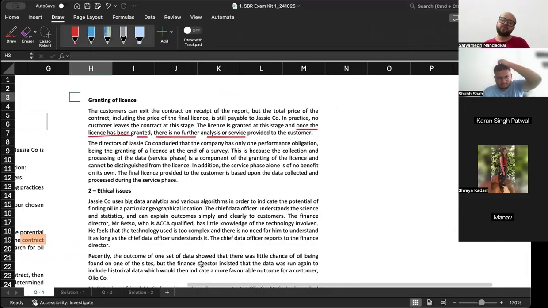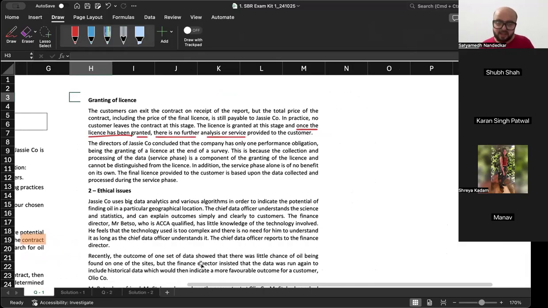Okay, then granting of license. The customers can exit the contract on the receipt of the report, but the total price of the contract, including the price of the final license, is still payable to Jassie Company. In practice, no customer leaves the contract at this stage. The license is granted at this stage, and once the license has been granted, there is no further analysis or service provided to the customer.